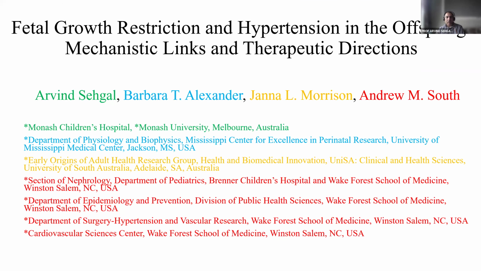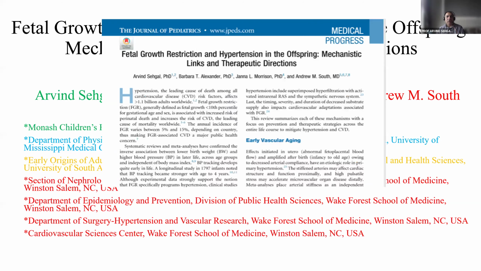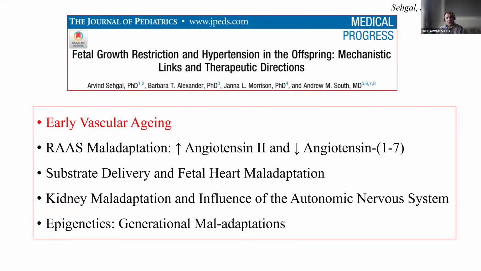So this is our first work. We published it some time back. This is internationally collaborative work where we talk about fetal growth restriction and hypertension in the offspring. What are the links and what can we do about that in terms of therapies? There are multiple links, as I mentioned earlier. I'll be talking about early vascular aging, essentially giving you information to show that the systemic arteries, especially in the newborn period, of growth restricted infants have dynamic properties very similar to someone who could be 70 years old today.